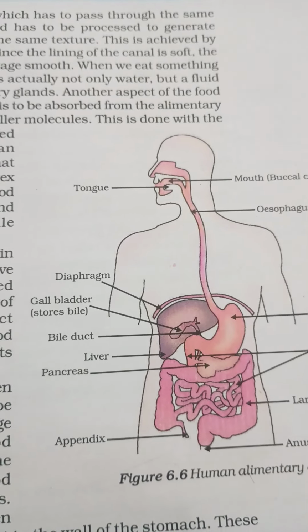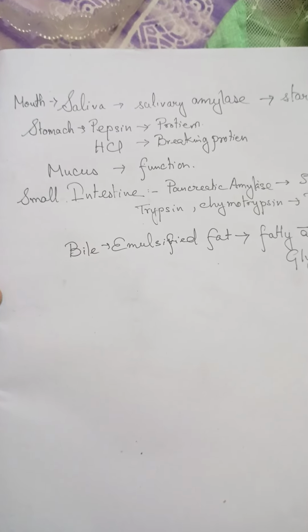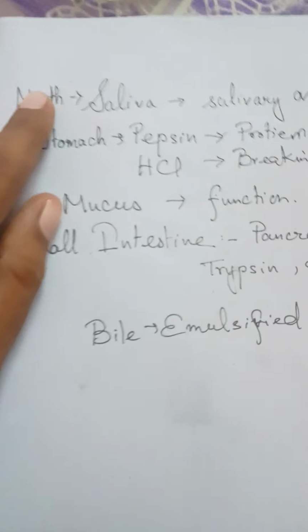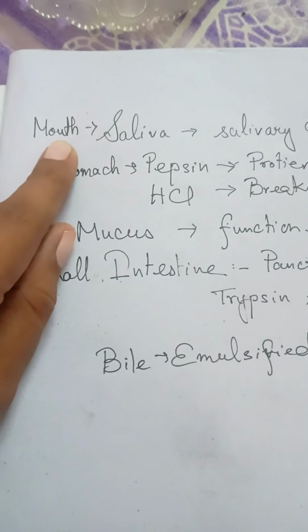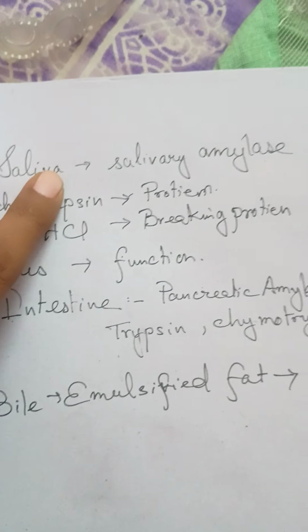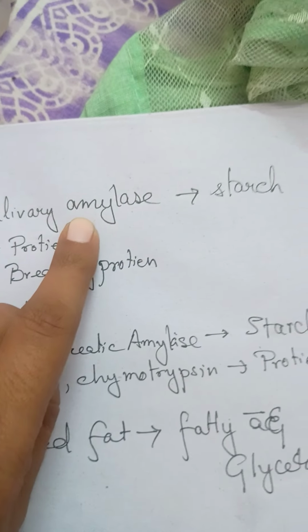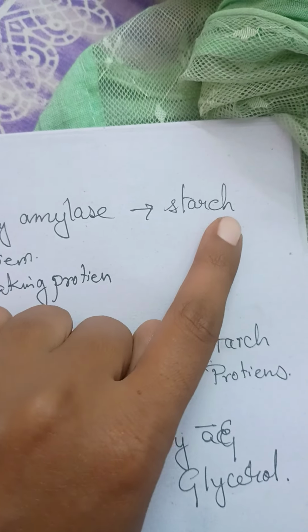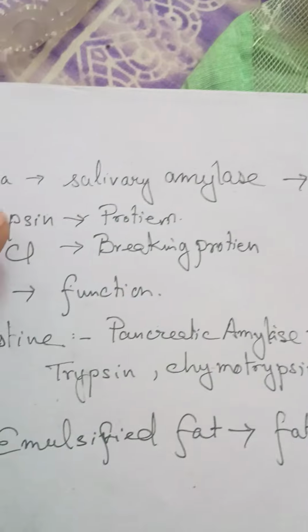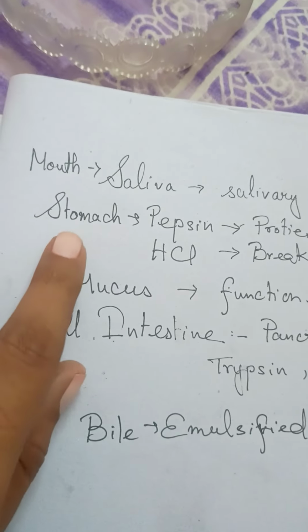The first thing we need to know are these. These are very important, this is for the exam. In the mouth there is saliva. Saliva has an enzyme known as salivary amylase. Salivary amylase breaks down starch. There are other enzymes as well, but for class 10 we are only concerned with this one.